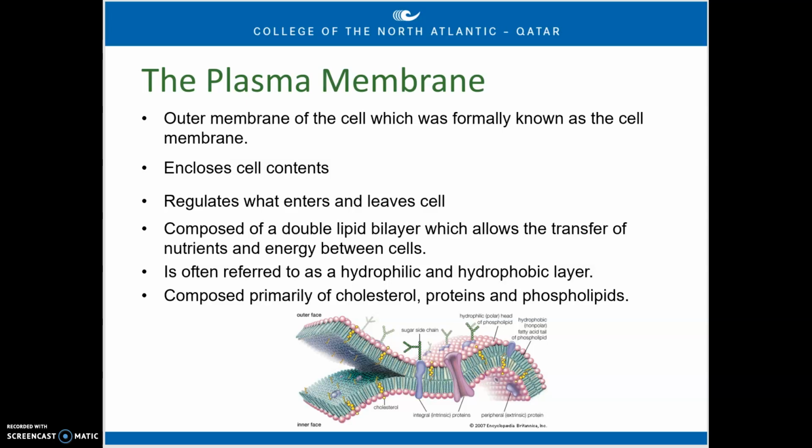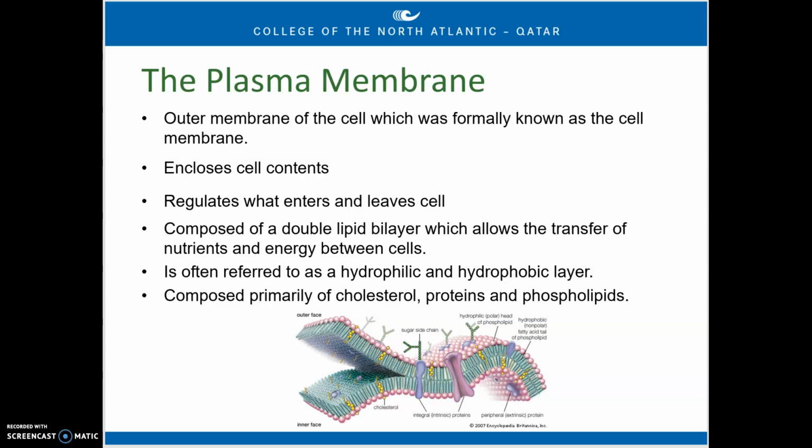Okay, so it encloses all the cell contents, and by doing that, it plays a major role in regulating what leaves and what enters the cell. If you think of the cell like a factory, it needs to have materials brought into it so it can build things, so it can undergo regular chemical reactions. Like, it needs oxygen, it needs nutrients, it needs things that can help it produce energy. So all of these things have to be able to get into the cell.